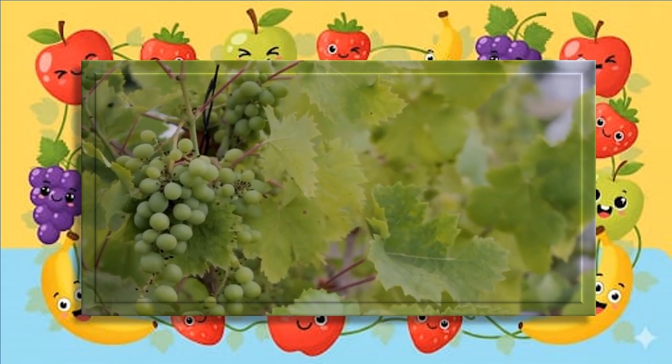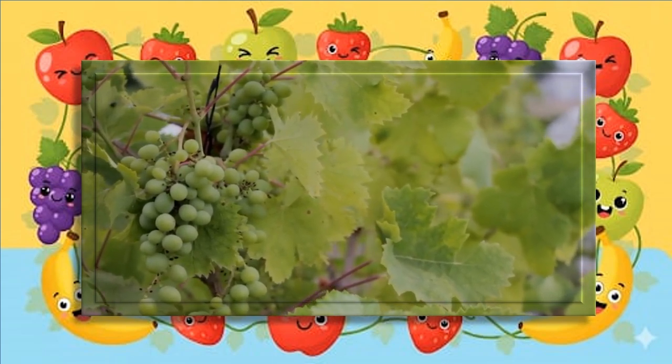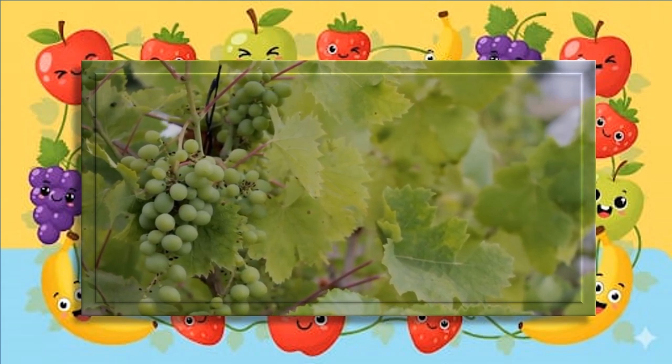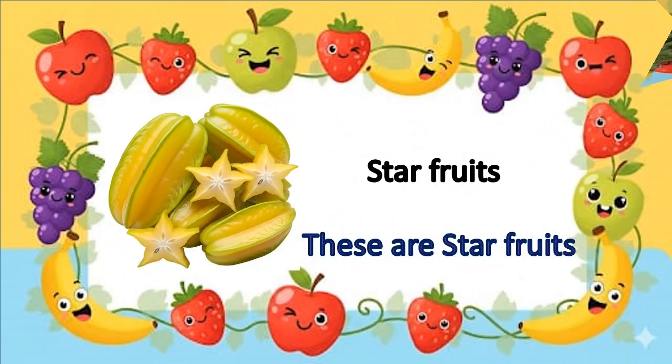Grapes are small, sweet fruits that grow in clusters on vines. They can be eaten fresh or used to make juice, jam, and wine. Grapes come in different colors, such as green, red, and purple. Star fruits. These are star fruits.